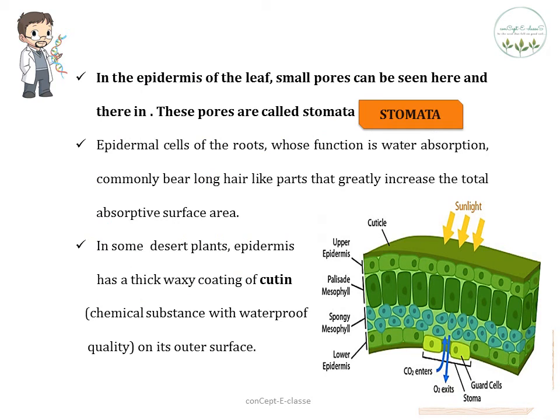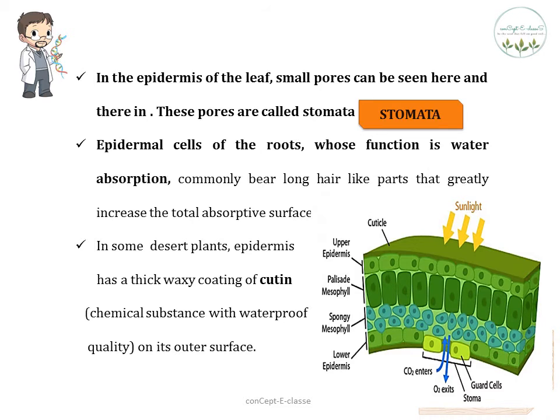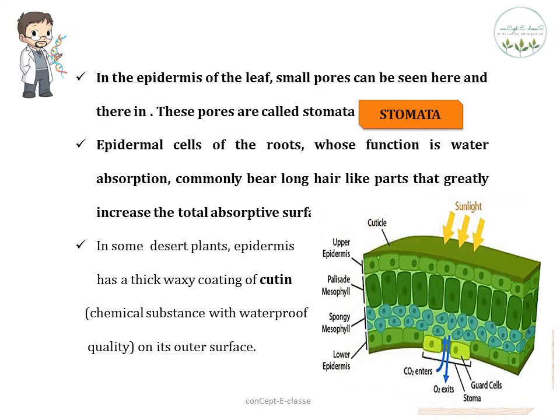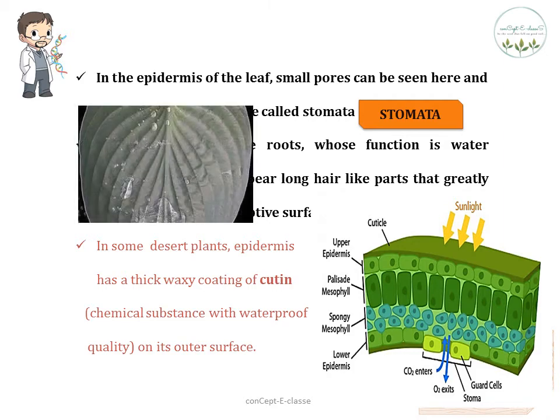Now the epidermis in the roots has a function, which is water absorption. They commonly have long hair-like parts that greatly increase the total absorptive surface. In some desert plants, this epidermis has a thick waxy coating of cutin, which is a chemical substance with a waterproof quality on its surface.